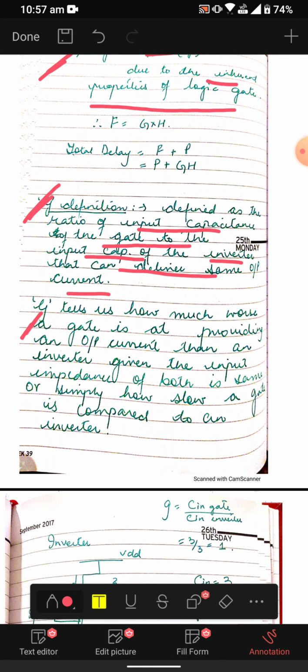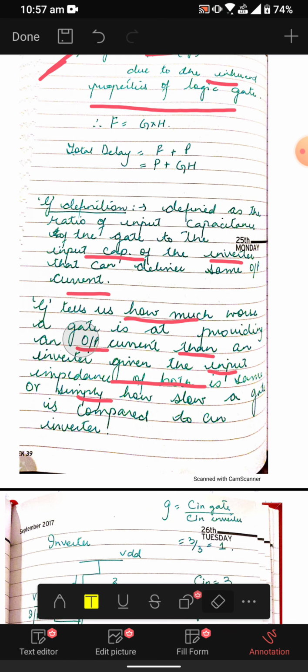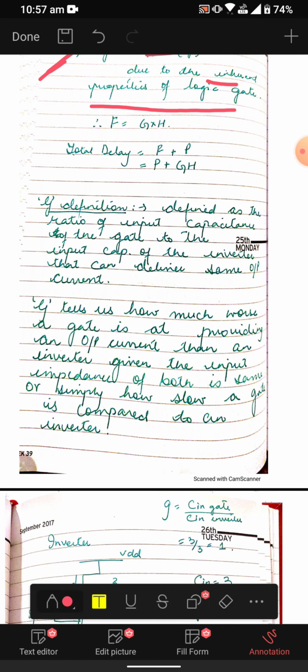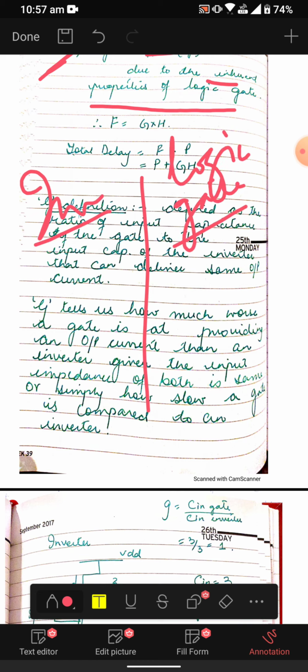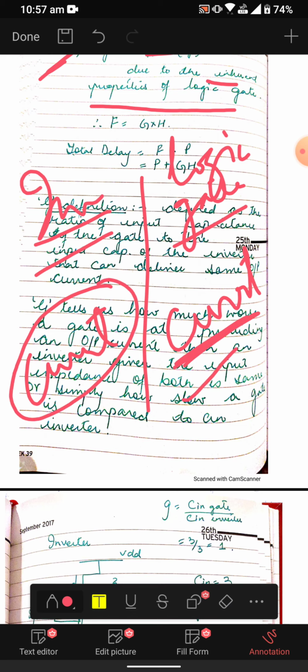And in other words, we can say it tells us how much worse a gate is at providing an output current than an inverter, given the input impedance of both is the same. Okay, if I have a standard inverter and some other logic gate, let's see, we compare like this: I have an inverter and a logic gate. This is producing some current and this is also producing some current. Compared to the inverter, how better or how worse this current performs, given their input impedance is the same.